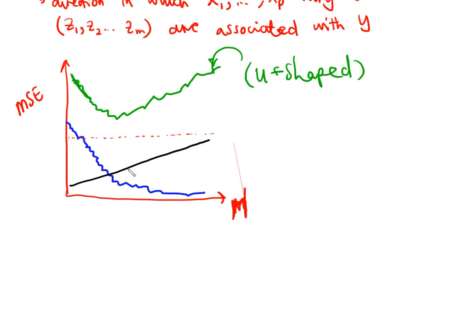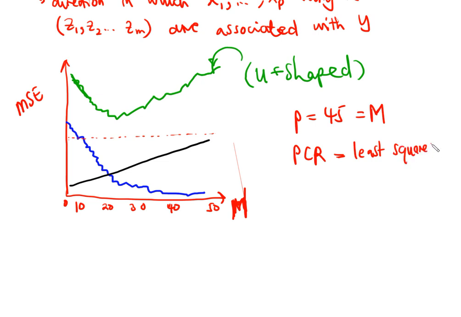So now let's say 0, 10, 20, 30, 40, 50, whatever it is, I do not know, right? Let's just say we had our P equal to 45. When our M is also equal to 45, PCR, our principal component regression, will equal the least squares fit using all original predictors. I think you agree with this statement, all original predictors, right?